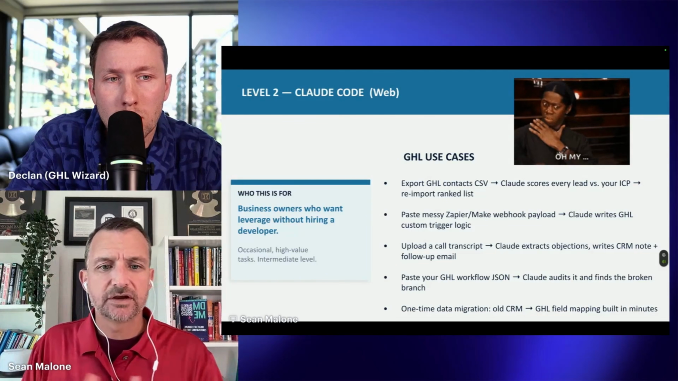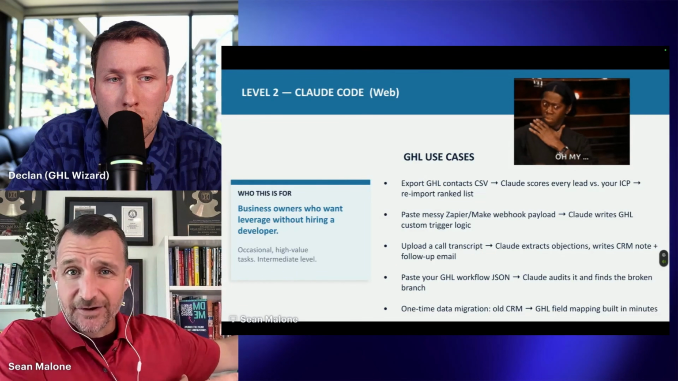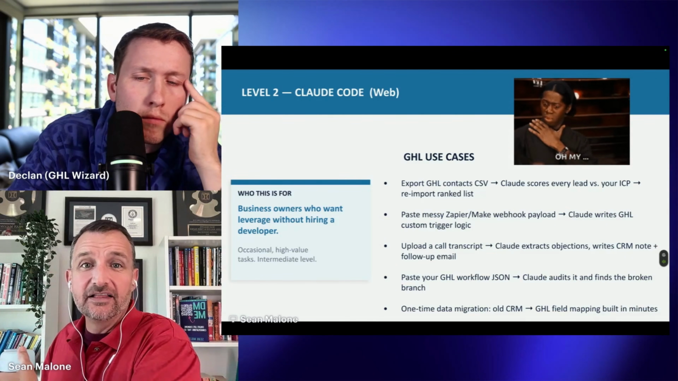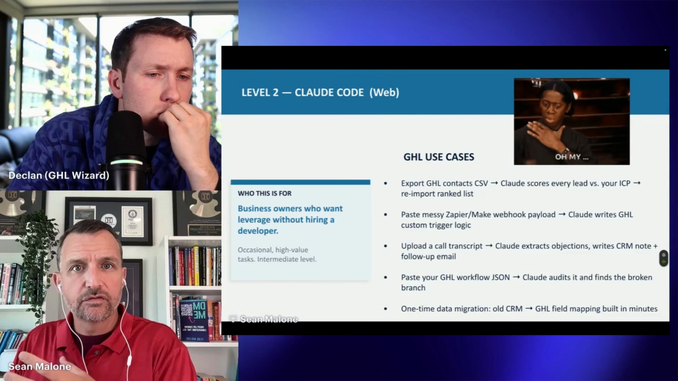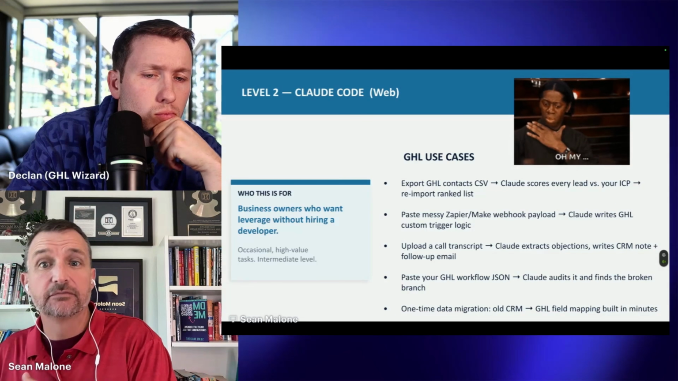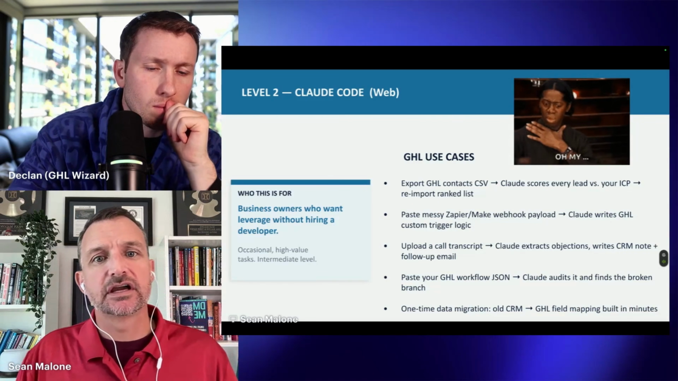The last one is a one-time migration. Let's say you have something other than Go High Level and you want to migrate into Go High Level. You can actually build a mapping field for how you move everything over from one platform to the other very, very fast. So Claude Code is a great use case for that.